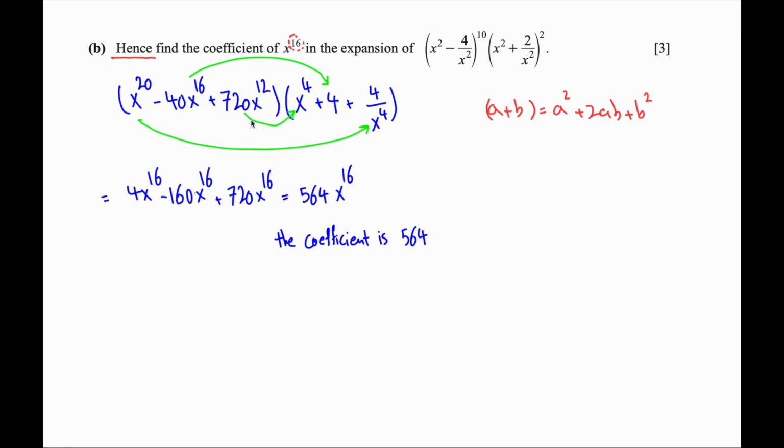And the last way to get x to the power of 16 is when I multiply the third term by the first term from my second bracket. And that also results in 720 x to the power of 16. You just add the coefficients and that's gonna give us 564 as the coefficient of x to the power of 16.